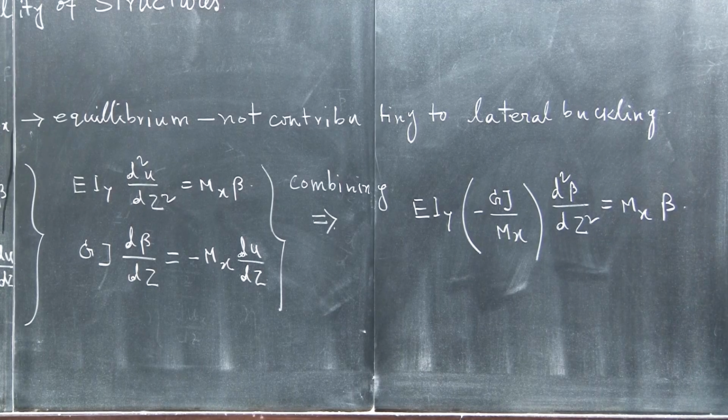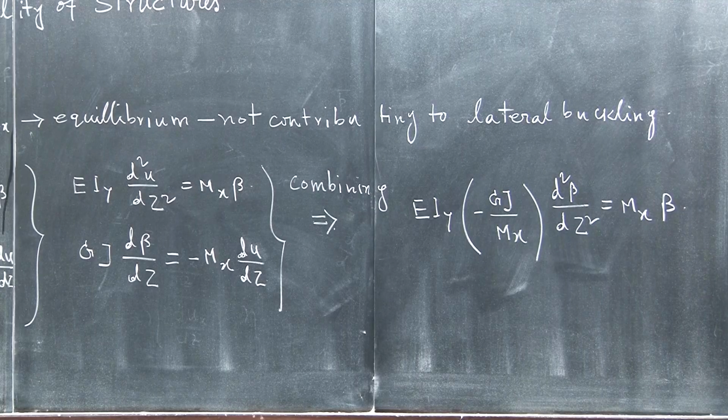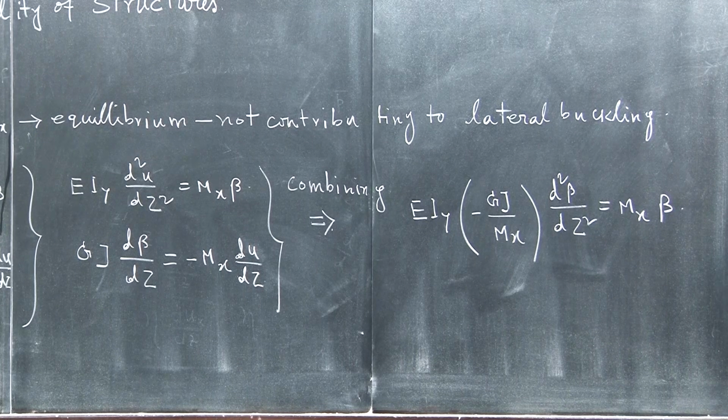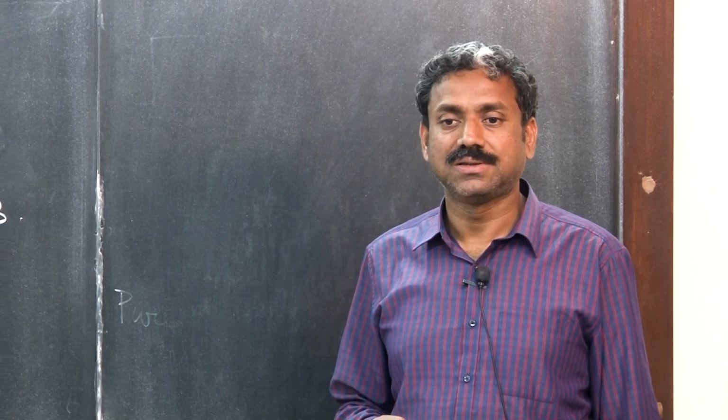Now you may wonder why I am not considering warping. I have already mentioned that. So you see that through the equilibrium approach, you can also find this out. We have deformed it and then we are writing down the equilibrium equation. We are not using the energy approach. So this is an alternate way to derive the lateral torsional buckling as well.